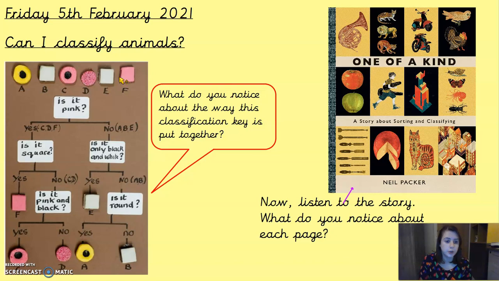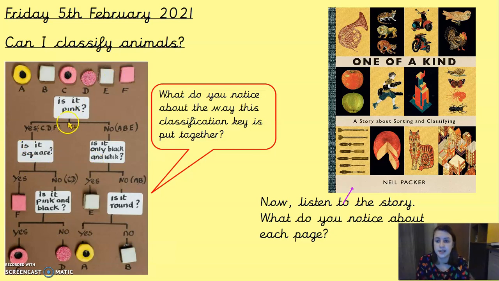Okay, so what I want you to do is have a look, have a think about this classification key and what you notice about the way it's put together. So pause the video and have a think. Okay, so hopefully you will notice that every single sweet that is listed at the top appears at the bottom. So every sweet at the top, every possible answer is an actual answer.